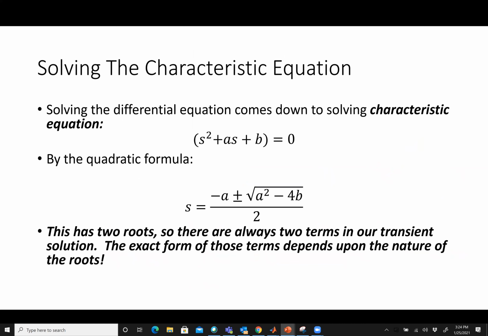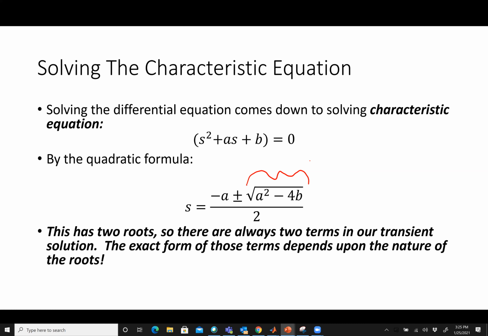Ultimately, it comes down to solving this equation, which we sometimes call the characteristic equation. If I just do the quadratic formula, I get the result that is included right there. The nature of this response relates directly to what is happening underneath that radical. If a squared minus 4b is positive, I get one type of result. What happens if a squared minus 4b is negative? I get an imaginary number. And if I get imaginary numbers, I get what I call an underdamped response.